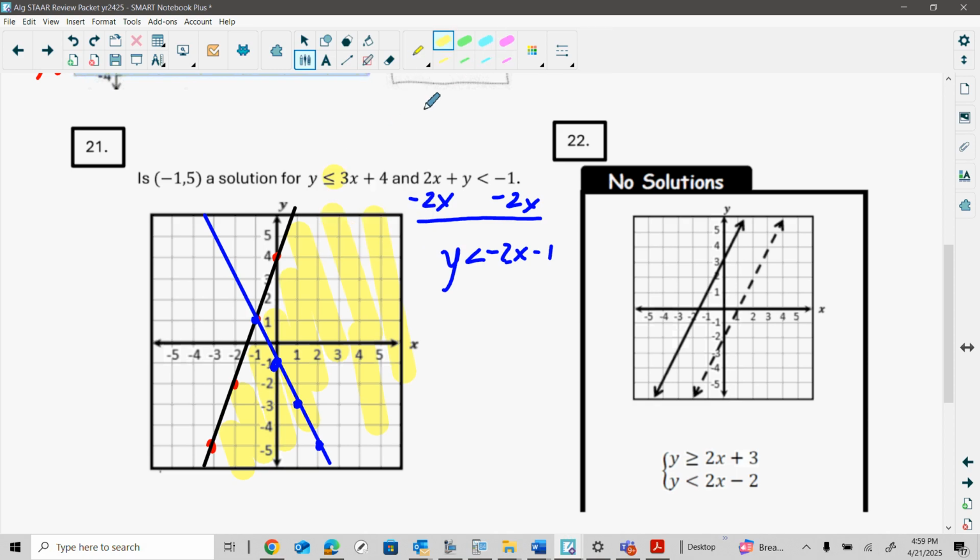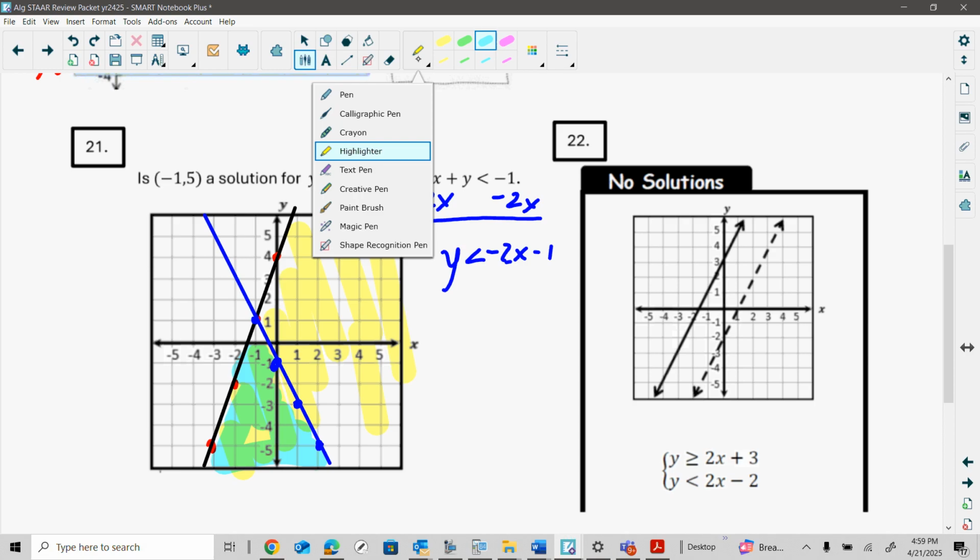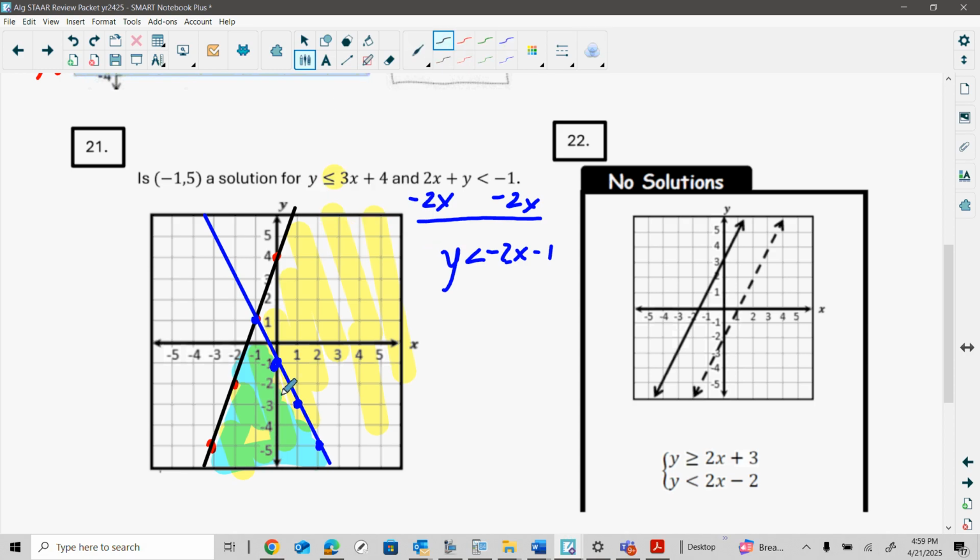Hopefully you can see the shading below would overlap here. That's what we're looking for. We're looking for when they overlap. So that would be our solution right there. Now we're checking. Did it give us one? Oh, it didn't give us one. Oh, it is (-1, 5). There it goes. It did ask us to check: is the point (-1, 5) up here a solution? And that would be no. (-1, 5) is not a solution. This is not in the overlapping shaded region.